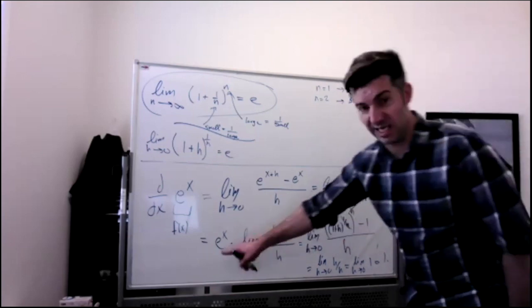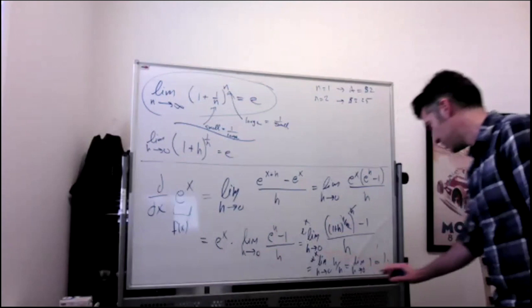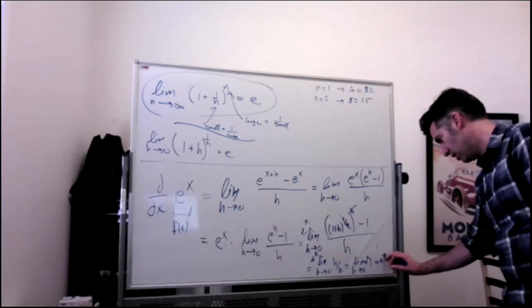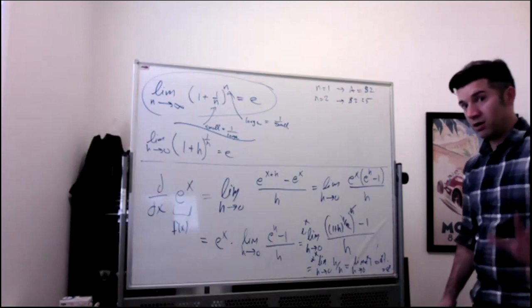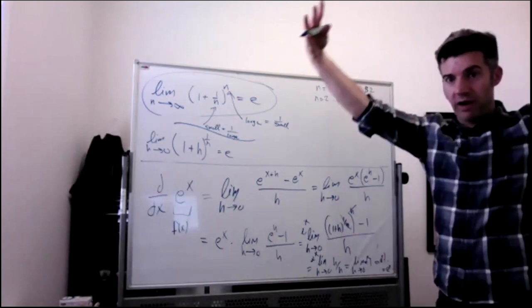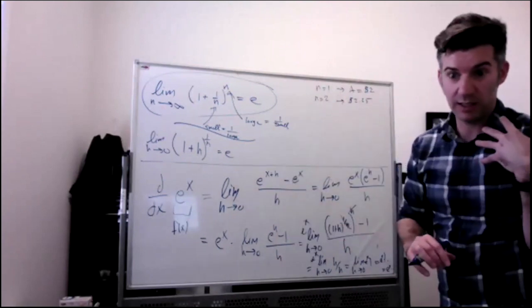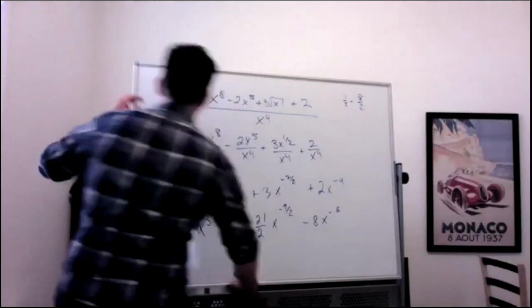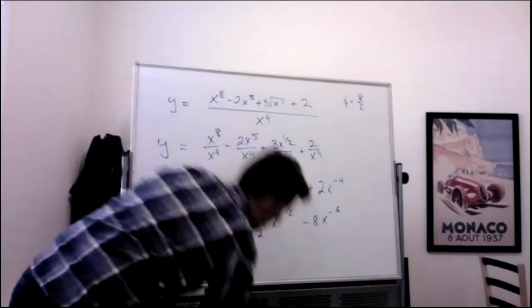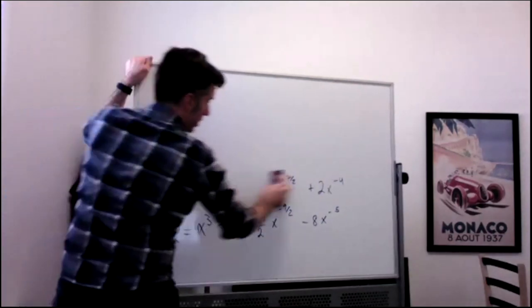Oh, and sorry, I lost the e to the x in front here. So my answer is e to the x times 1, which is e to the x. Sorry, I got a little sloppy there. So big picture, very condensed: the derivative of e to the x is 1 times e to the x. You definitely do not have to be able to prove that, but you definitely do need to know it.